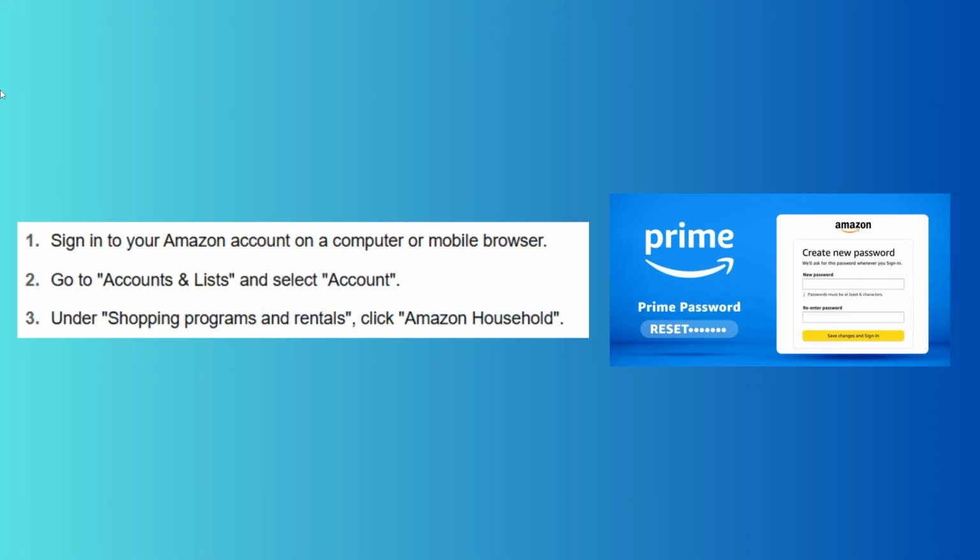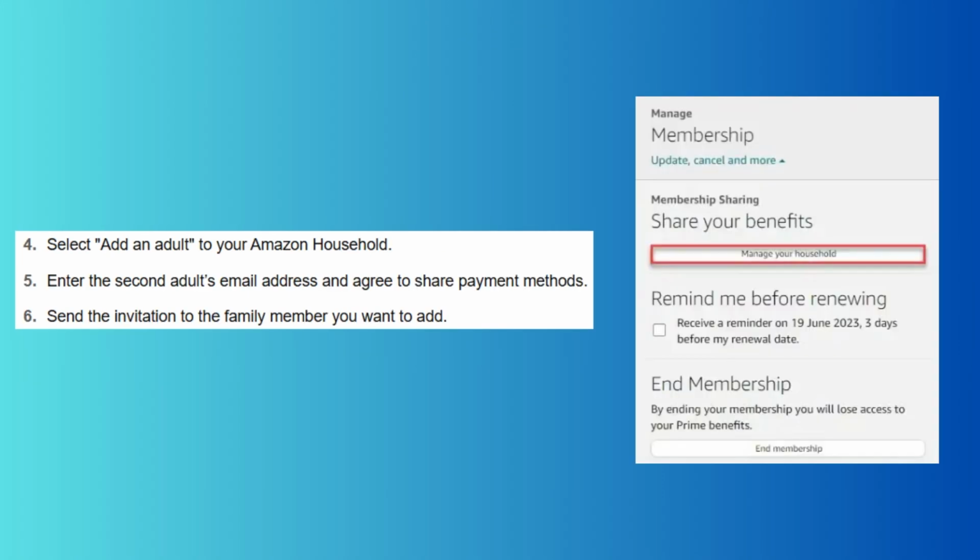First, sign in to your Amazon account on a computer or mobile browser. Now, go to Accounts and Lists and select Account. Under Shopping Programs and Rentals, click Amazon Household. Here, select Add an adult to your Amazon household.